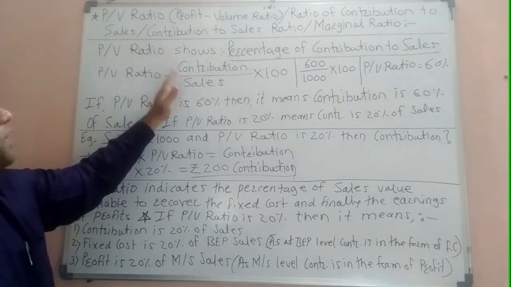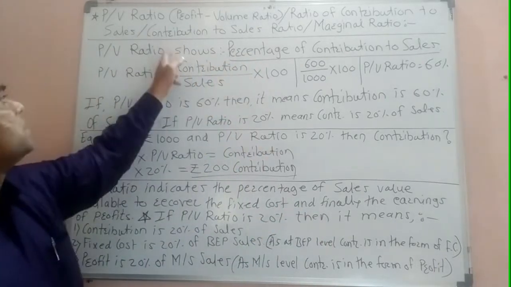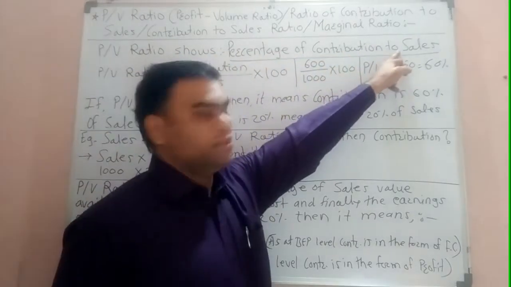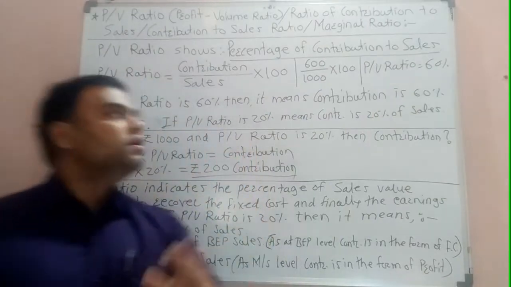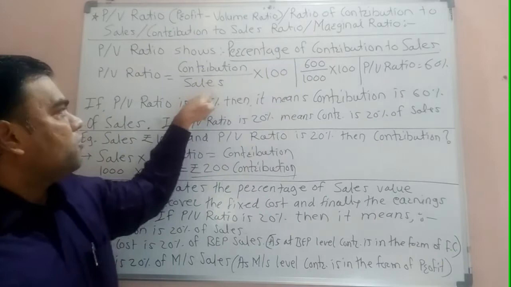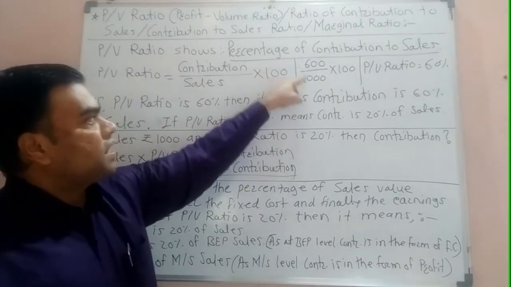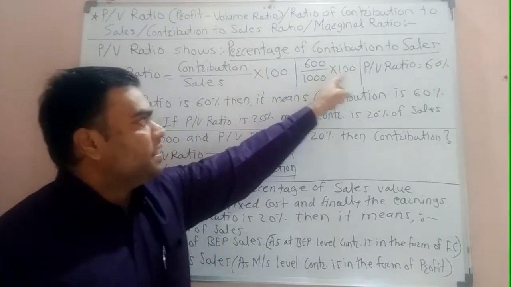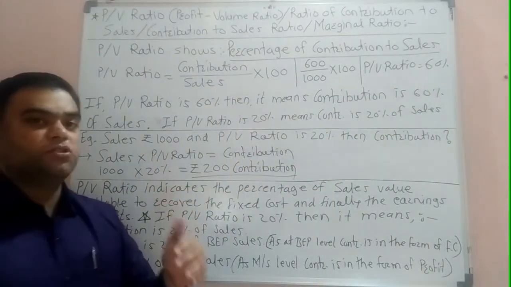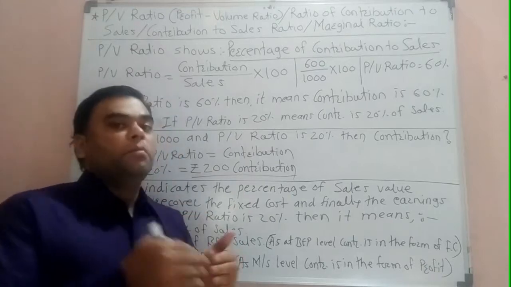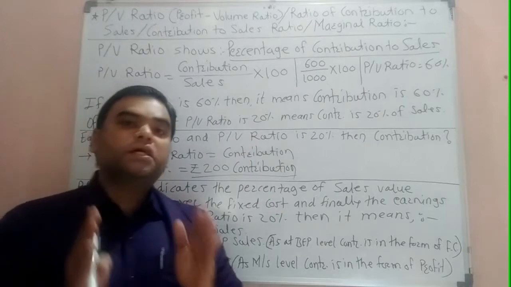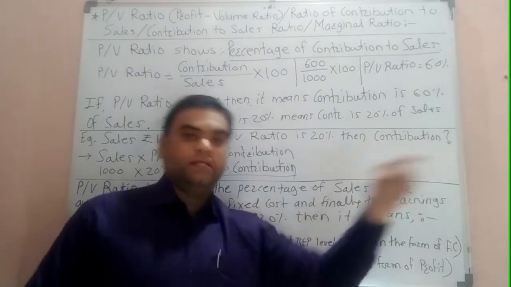So what does this PV ratio tell us? PV ratio shows the percentage of contribution to sales. You can see here, if contribution is 600 and total sales are 1000, 600 divided by 1000 into 100 gives a PV ratio of 60%. PV ratio means contribution to sales ratio. If PV ratio is 60%, it means contribution is 60% of sales.